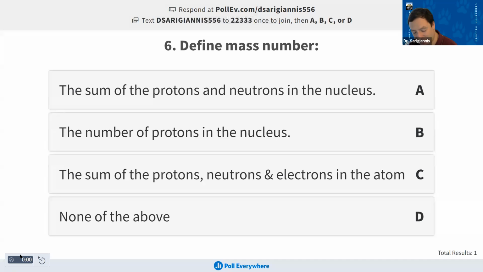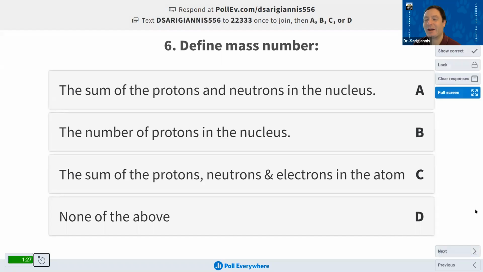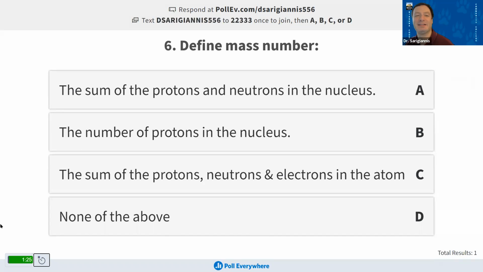Define the mass number. So read each of these carefully and select the one that you believe is the correct response. Define the mass number.